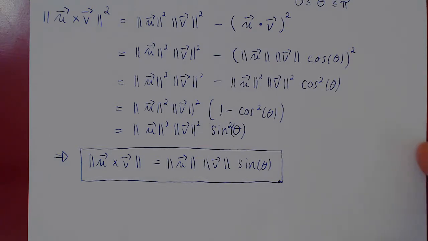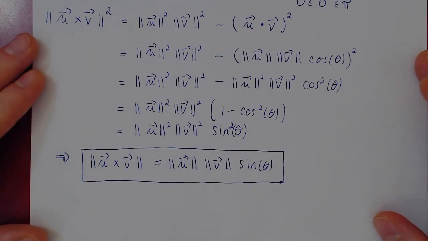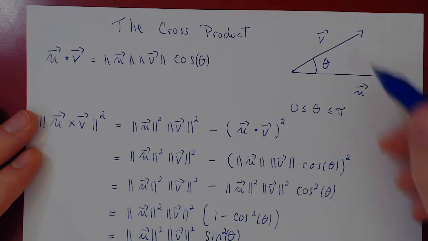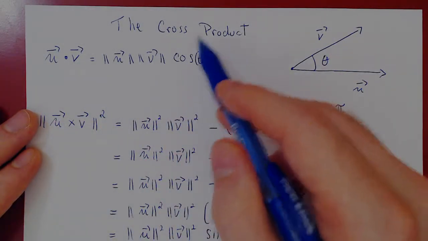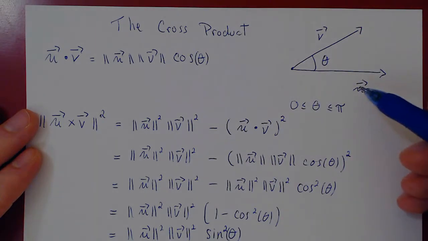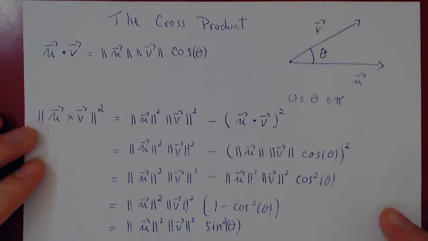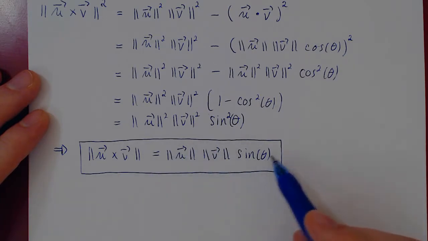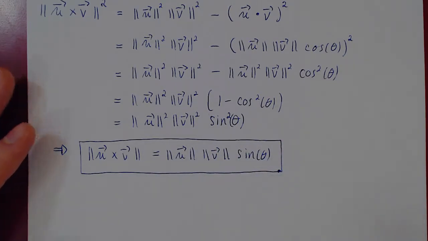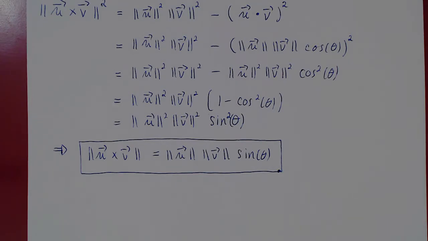And look how similar this result is to the equality of the dot product. With the given picture, if you dot u and v, that's the norm of v cosine of theta. If you cross u and v and take the norm of the vector, it is the length of u, length of v, but now sine of theta. And that is the equality that we were after.